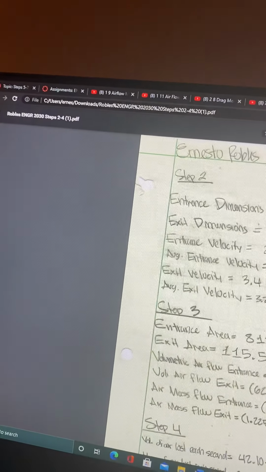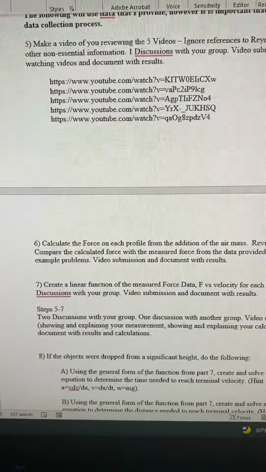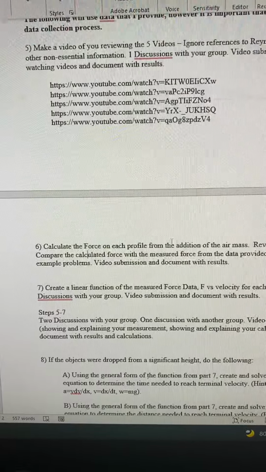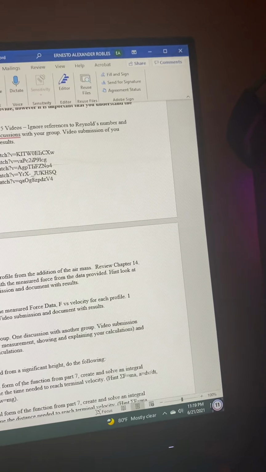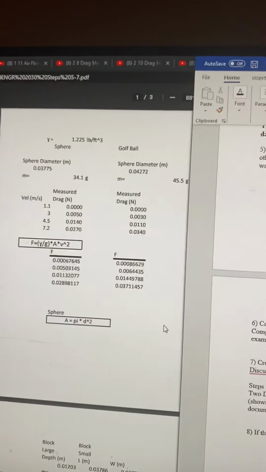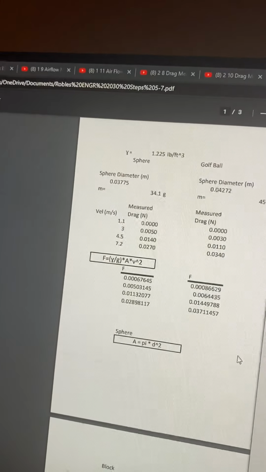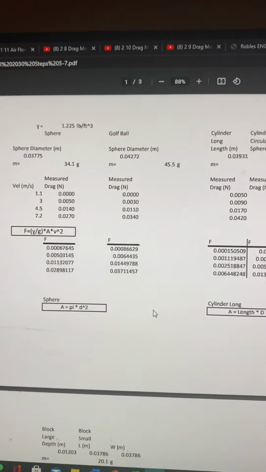Now for steps 6 and 7. Right here in the assignment, it wants us to calculate the force on each profile from the addition of the air mass, and it asks us to look at the example problems for a hint. Then once you get the force, you compare it to the measured force from the data that was provided. So right here I have a PDF of my work.